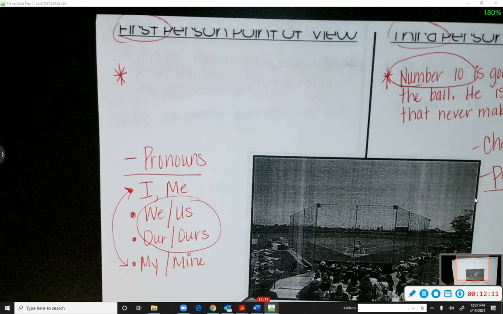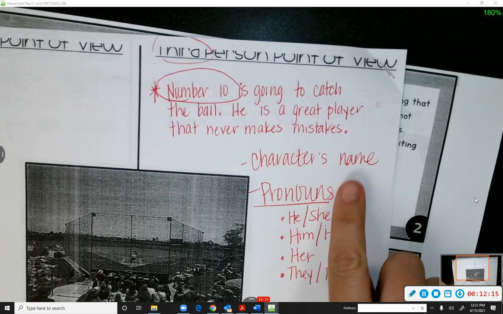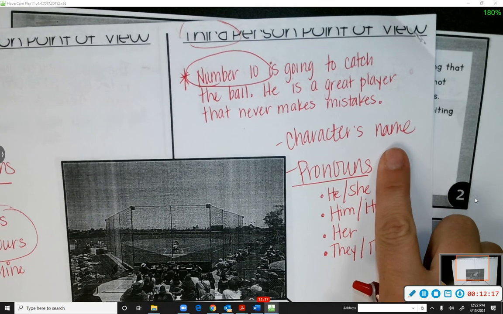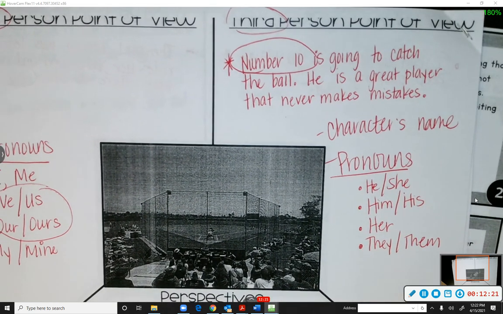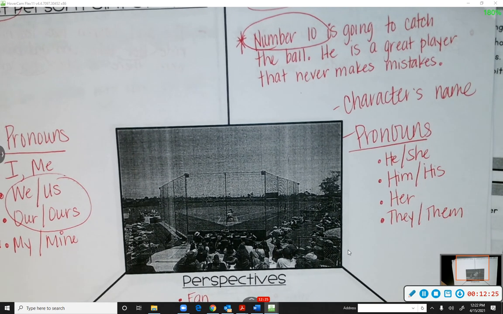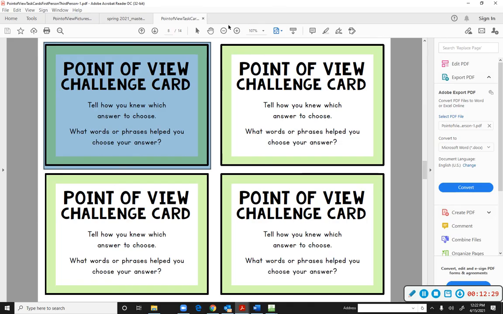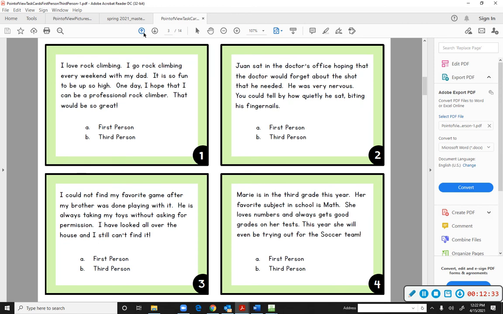So the main difference you would see is over here you're going to have the character's name for third person, and you're probably going to have he or she. So now what you're going to do for your assignment, you're going to get these task cards that look like this. We're going to do a couple practice problems together, and you're going to tell me whether they're first person or third person.